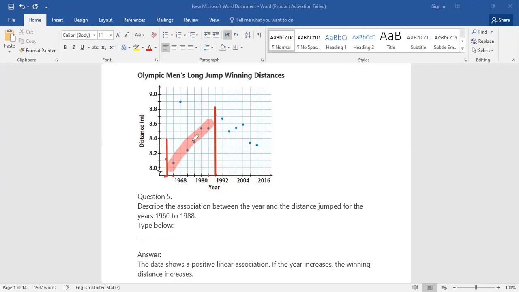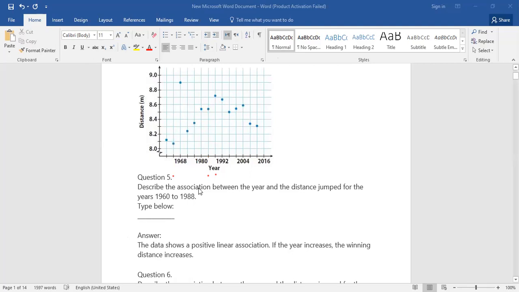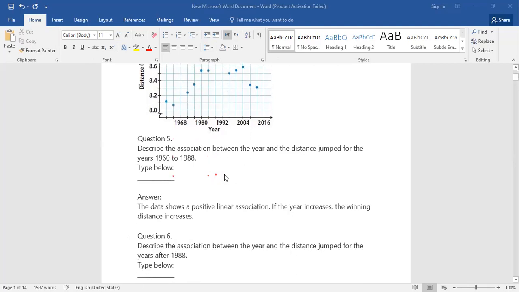Here, the y-axis is the distance in miles, and the x-axis is the years. When the year increases, 1968, 1972, and so on, the distance also increases. So this is a positive association. So the first question said, describe the association between the years. The answer is: the data show a positive association and it's linear. Let's move to the next question.